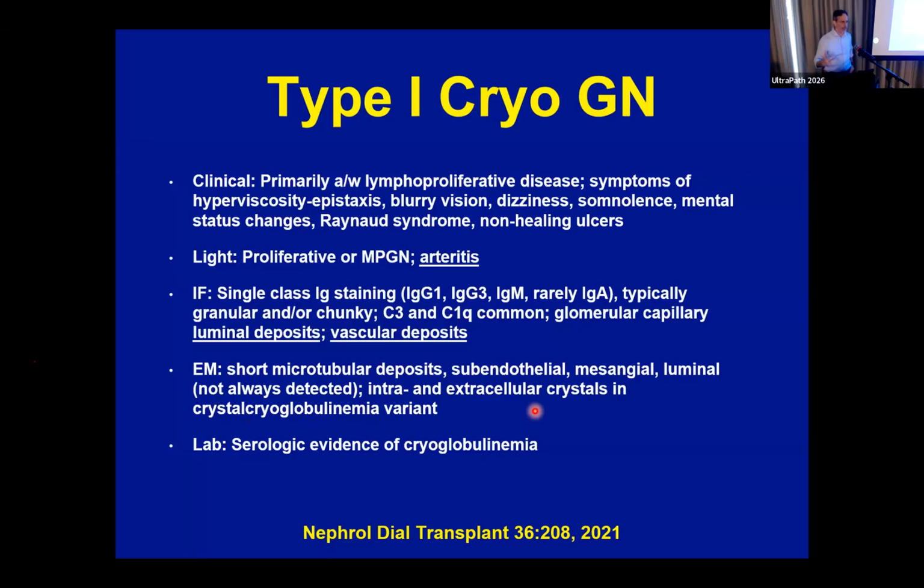And by EM, the classic appearance is these short microtubular deposits, I'll show you an example of that in a second, in a variety of locations. And of course, there are these crystal variants, which I'm not going to talk about. And again, laboratory-wise, these patients will have evidence of a cryoglobulinemia.